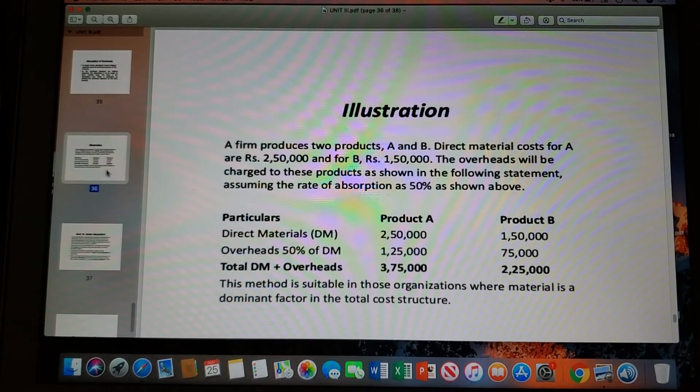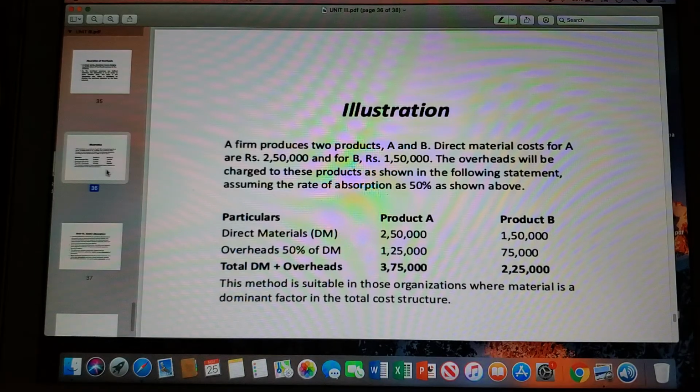Illustration. A firm produces 2 products, A and B. Direct material cost for A is rupees 2,50,000 and for B rupees 1,50,000. The overheads will be charged to these products as shown in the following statement, assuming the rate of absorption as 50% as shown above.